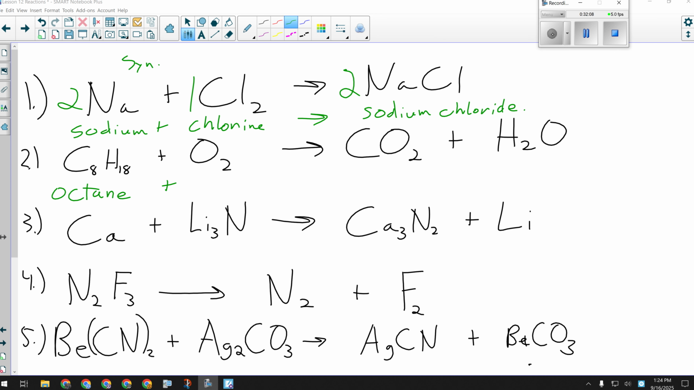Okay, let's look at number 2 here. So we have our octane. It's reacting with oxygen, and it's producing carbon dioxide and water. Okay, what kind of reaction is this? It's a combustion reaction. All right, as soon as we see combustion, we know we got 2 special rules to consider. Will I need them both?